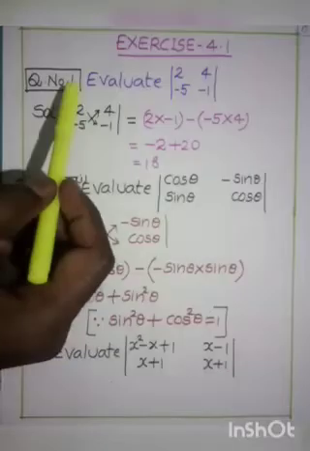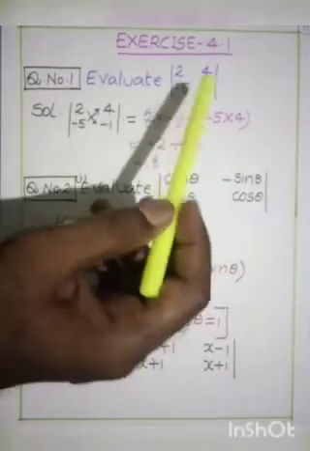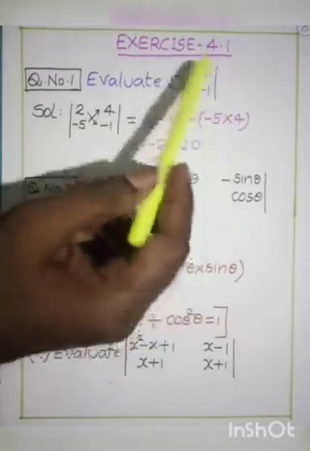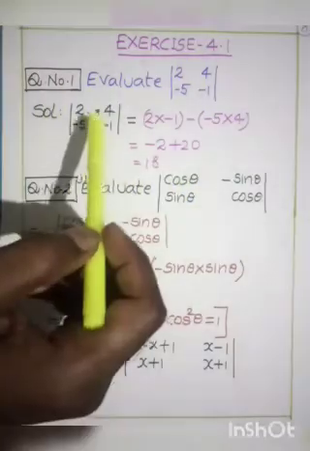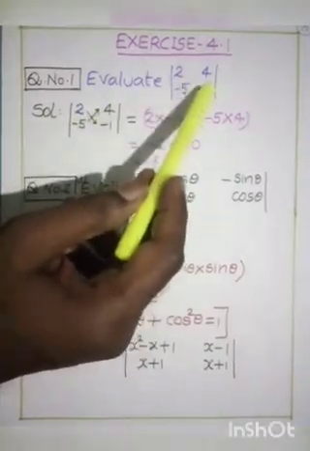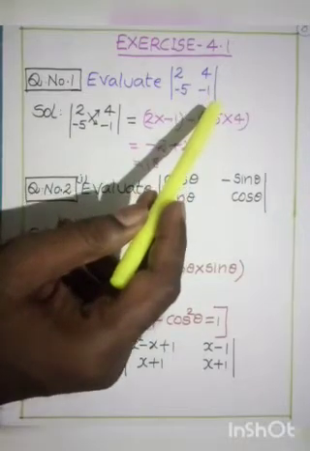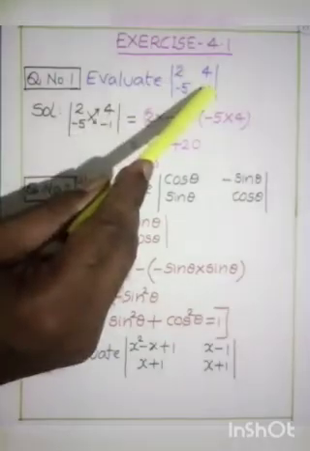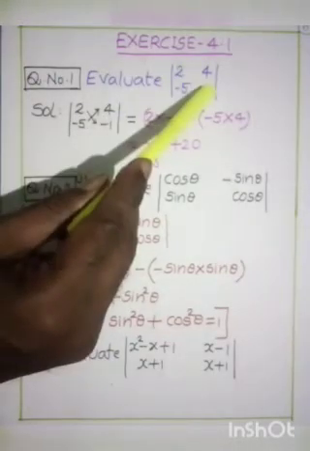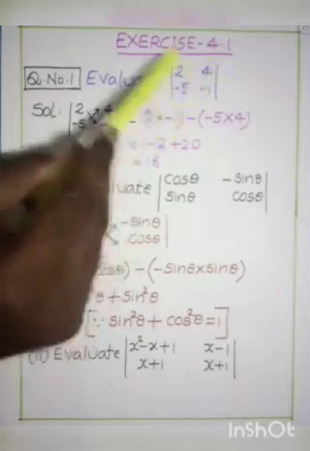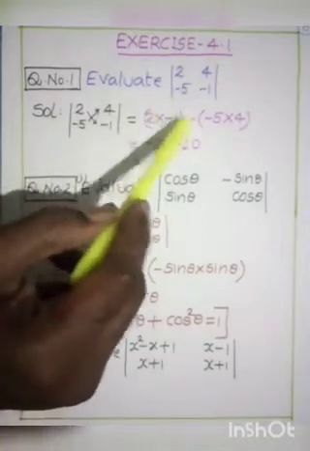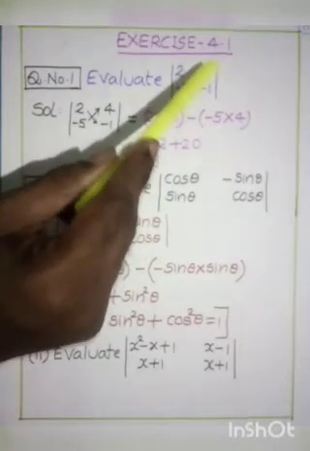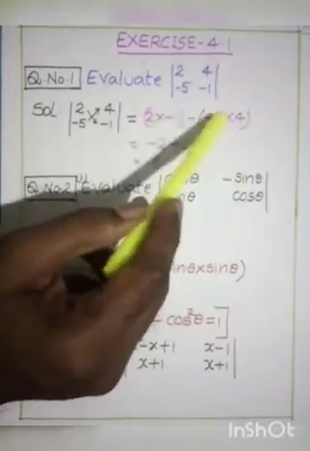Come to question number 1. Evaluate the determinant 2, 4, minus 5, minus 1. We have to find the value of this determinant. This is a square matrix of order 2 by 2. How do you find the determinant of a square matrix of order 2 by 2? For the diagonal elements, we multiply these two numbers minus these two numbers, just like cross multiplication: 2 into minus 1, we keep a minus sign here, minus 4 into minus 5. Understood these terms, my dear children?